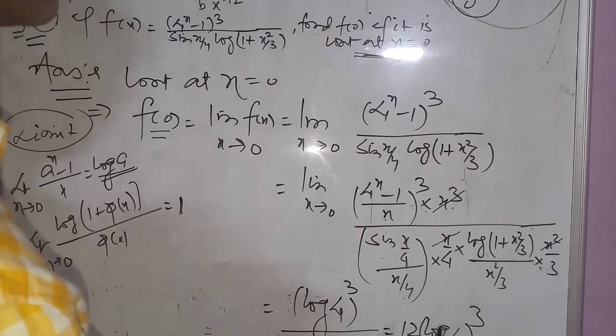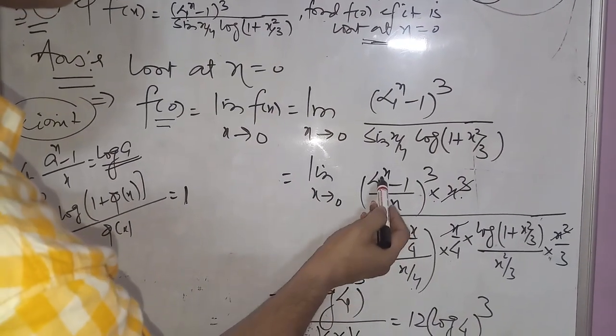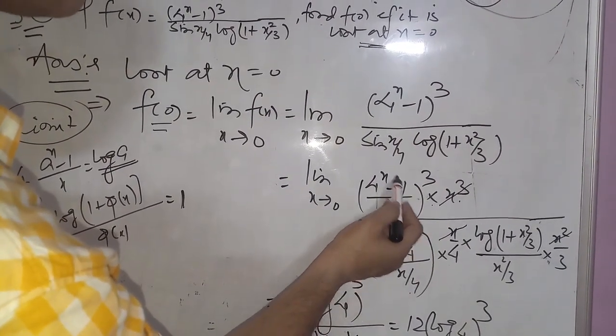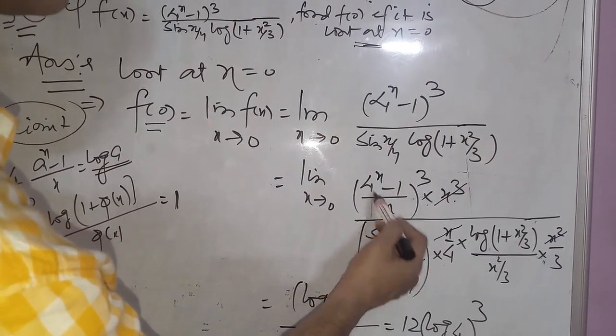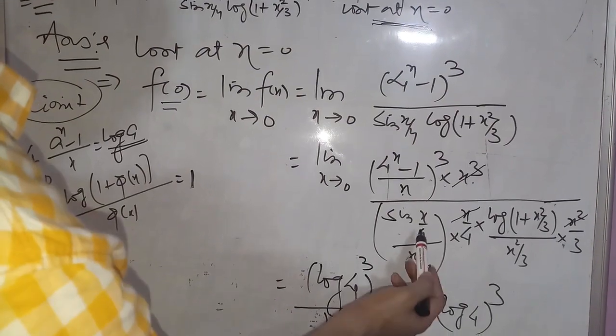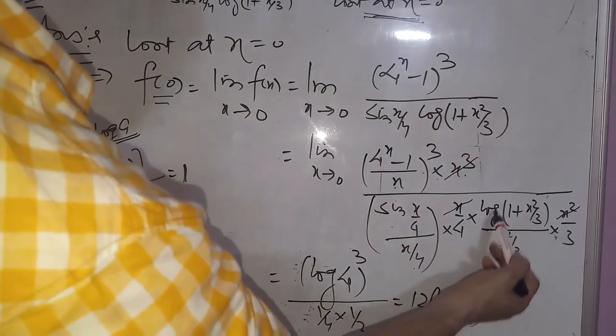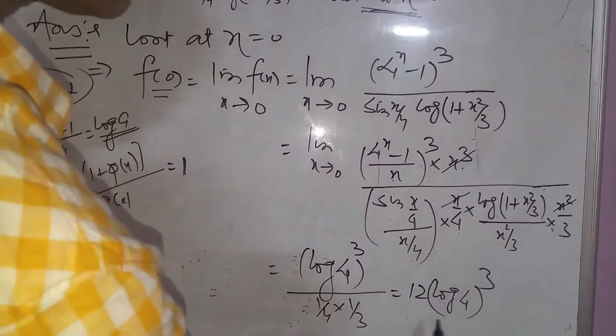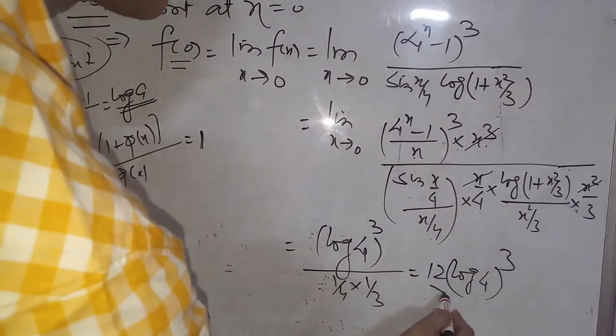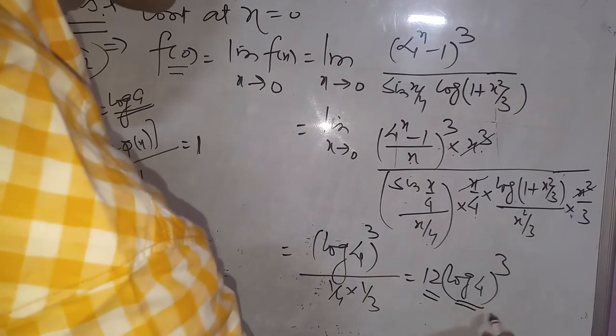Now we use the standard result, limit x tends to 0, (a to the power x minus 1) by x, here (4 to the power x minus 1) by x. This will give (log 4, ln 4) cube. This factor will be 1, this factor will be 1. So 1 upon 4 into 1 upon 3 in the denominator. This will give 12 (log 4) whole cube.